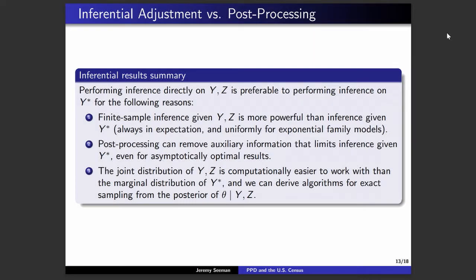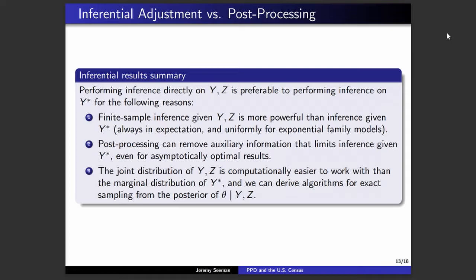So what I'd like to focus on for the last couple of minutes of this talk is thinking about the problems associated with the difference between doing inference on Y and Z versus doing inference on this post-process result Y star. The main result is that the finite sample inference is going to be improved in expectation when we work with both the equivalent of the noisy measurements and this invariant information. And for exponential family models, any test based on the post-process result could be uniformly improved by a test based on the combination of Y and Z together.